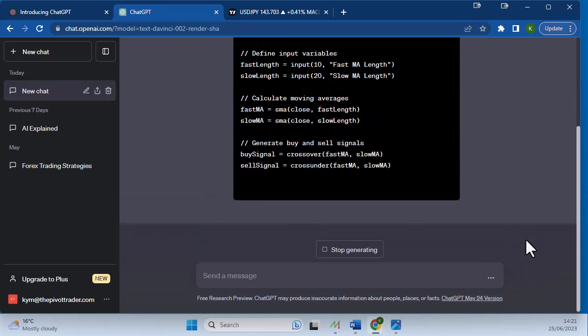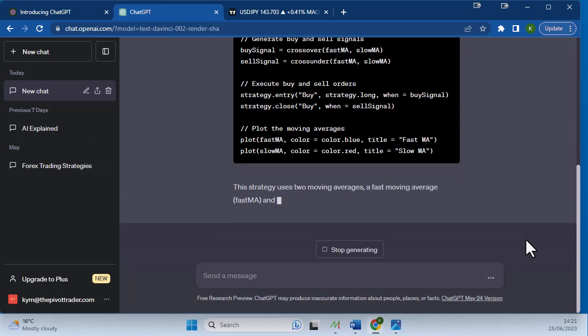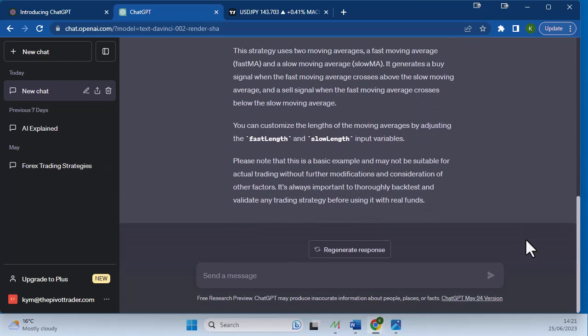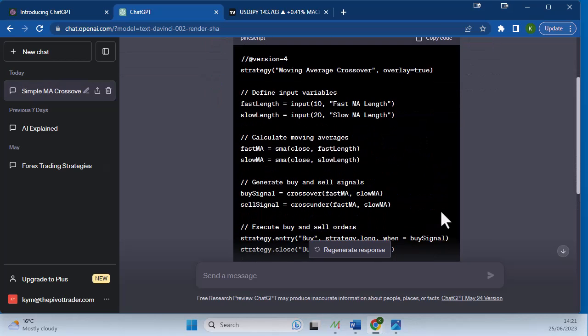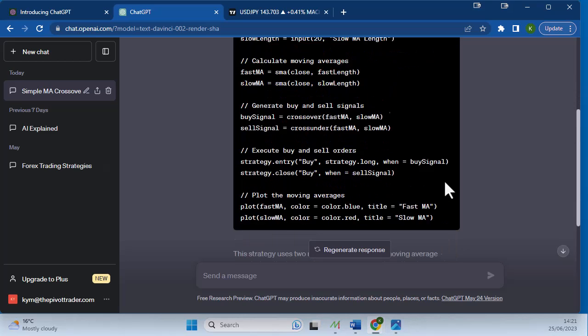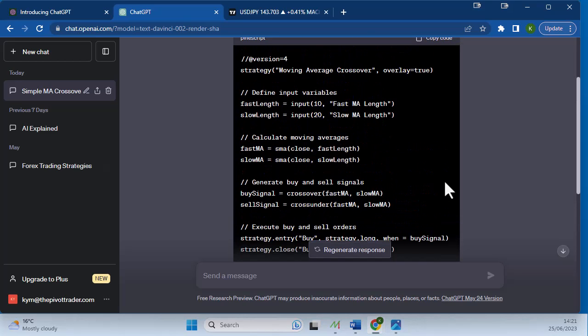There we go. Okay. So what it's done is it's literally, you've seen how quickly it works. Now this is the free version. Paid for version is even quicker, I believe. But it might slow down at certain times of the day, etc., when lots of people are using it.